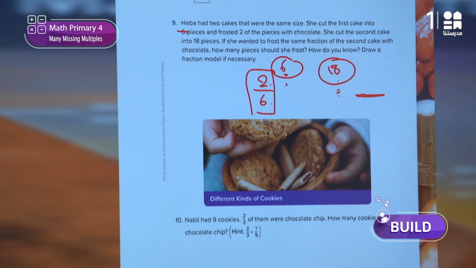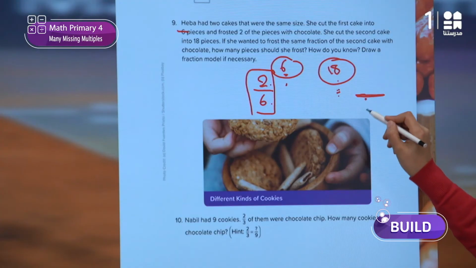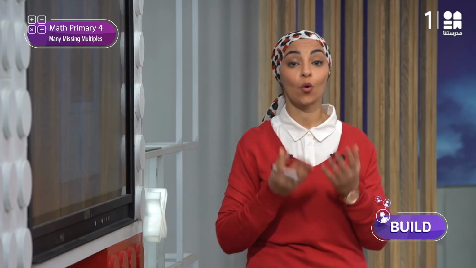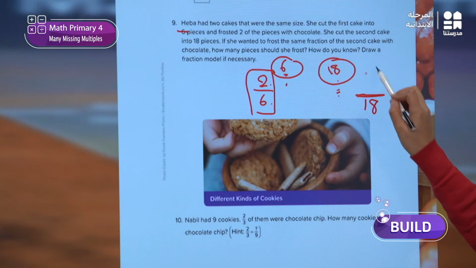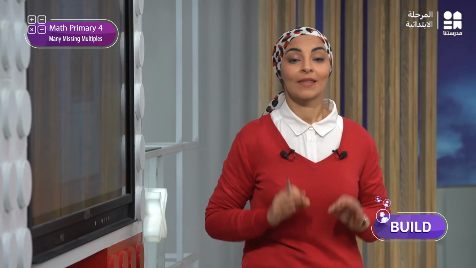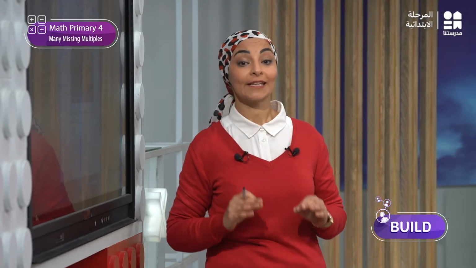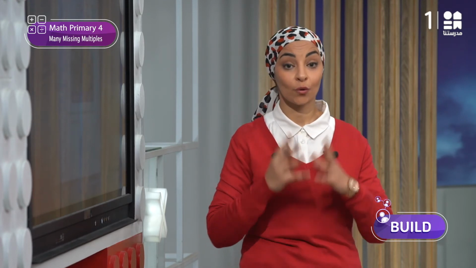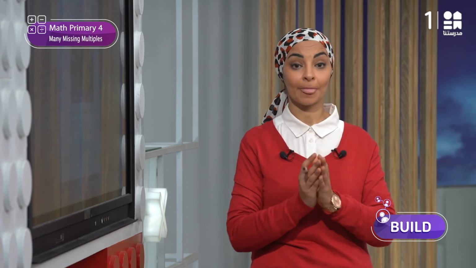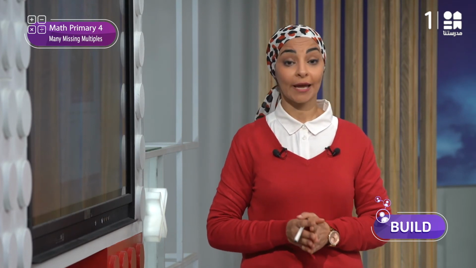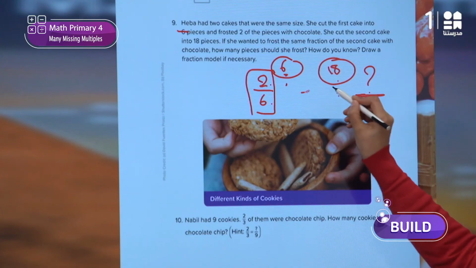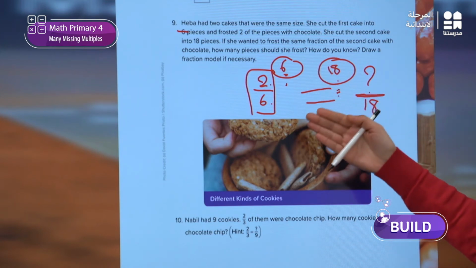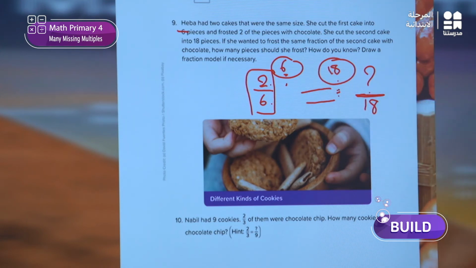السكند كيك كل البارتس بتاعتها 18، يبقى ده النمبر بتاع الدينومينيتور بتاعي, which is the number of the pieces of the whole cake. طيب النيومريتور ايه؟ ده بقى اللي انا عايزه اعرف. That's what we want to find and it represents the number of pieces Heba will decorate with chocolate. مش هو ده النمبر of decorated pieces؟ طيب مش احنا قلنا ان ال 2 cakes equal in size، يبقى ال 2 fractions دول are equal او equivalent.